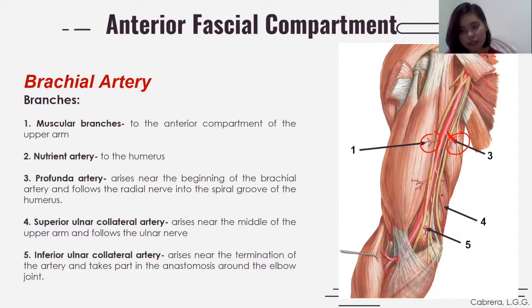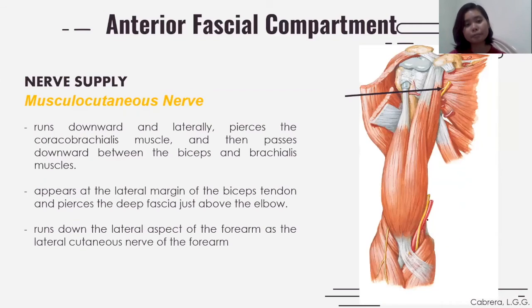And fourth is the superior ulnar collateral artery, which arises near the middle of the upper arm and follows the ulnar nerve. Ito po yung ulnar nerve. And just below it is the inferior ulnar collateral artery, which arises near the termination of the artery and takes part sa anastomosis around the elbow joint.